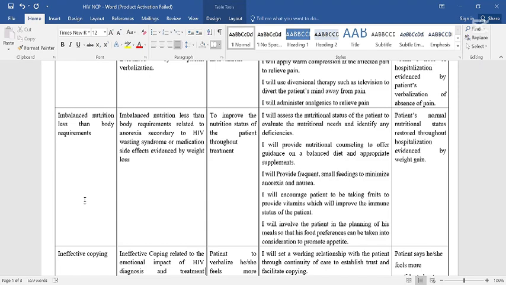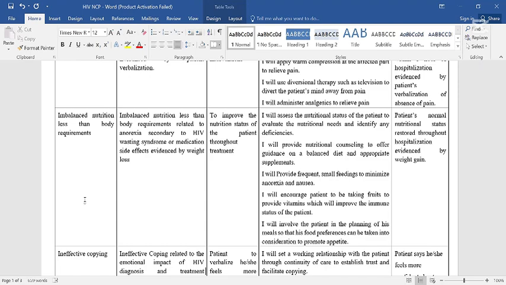Of course, we can also talk about foods high in carbohydrates such as sugar to give the patient energy. Of course, there are others, but those are the ones that we have chosen.